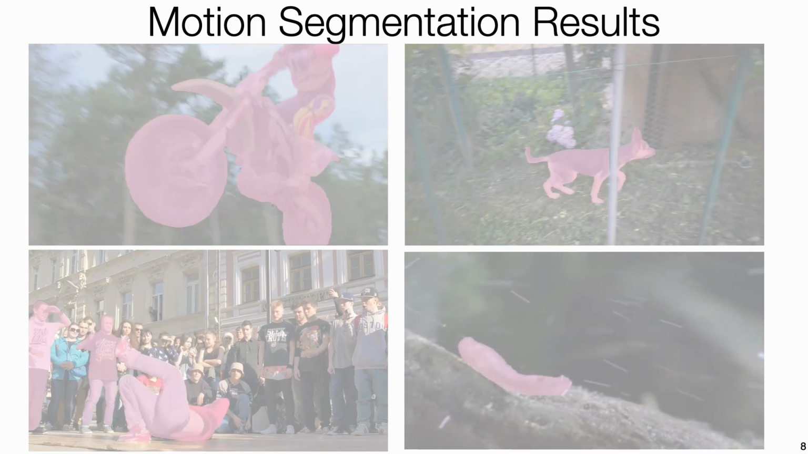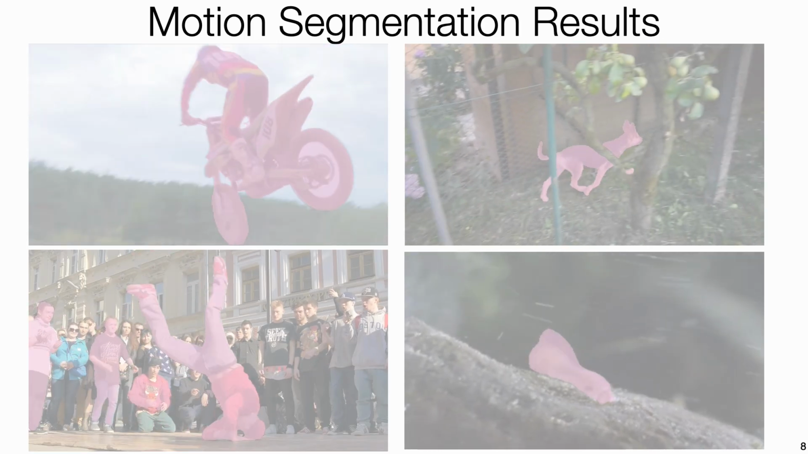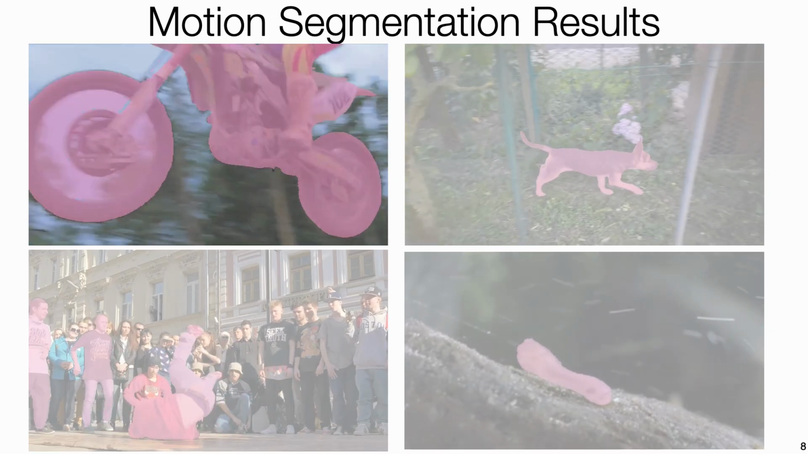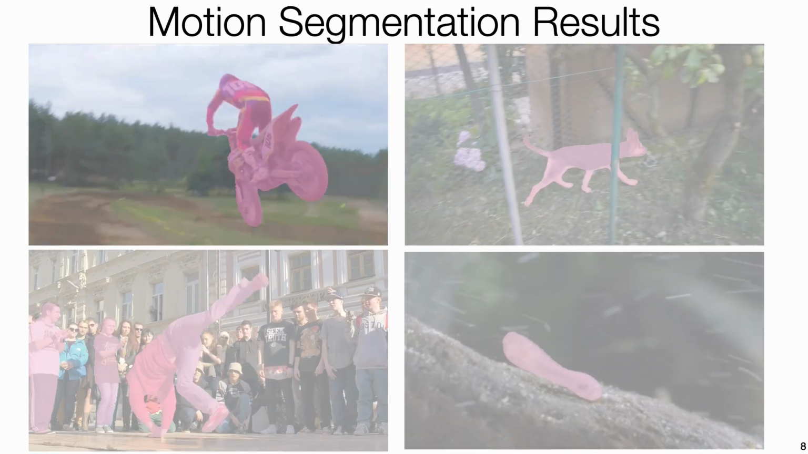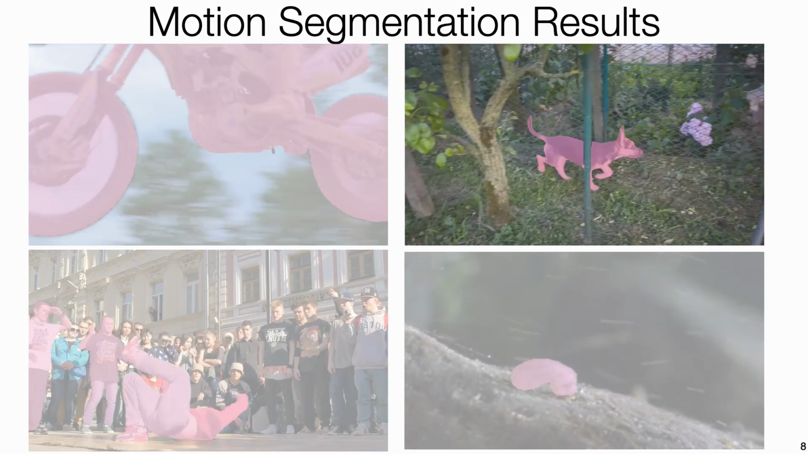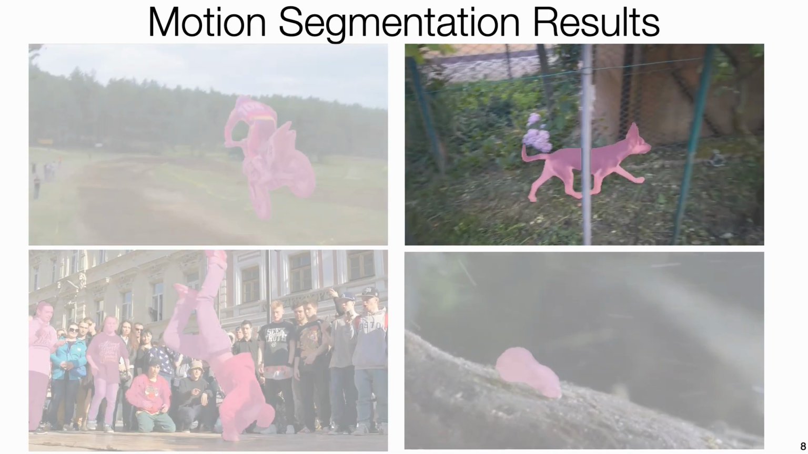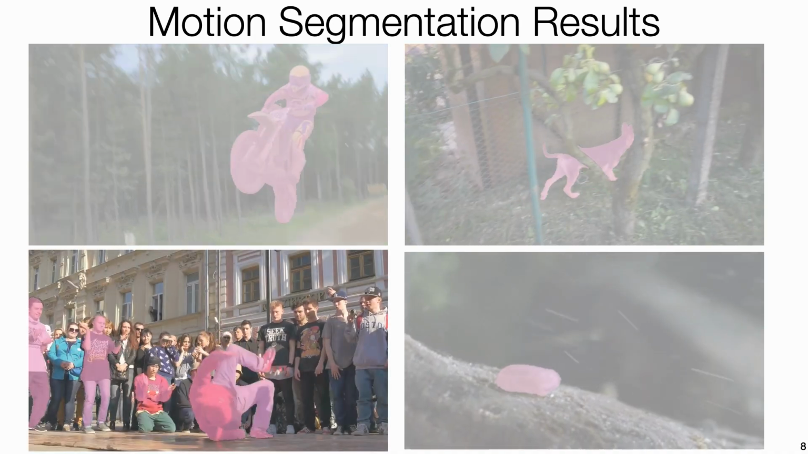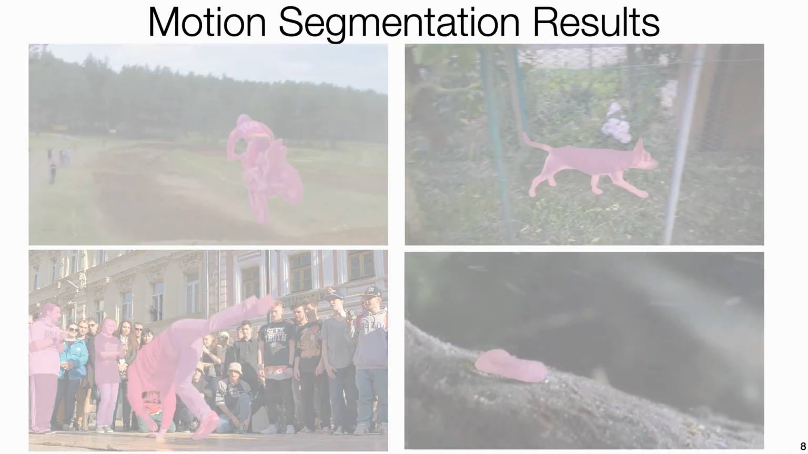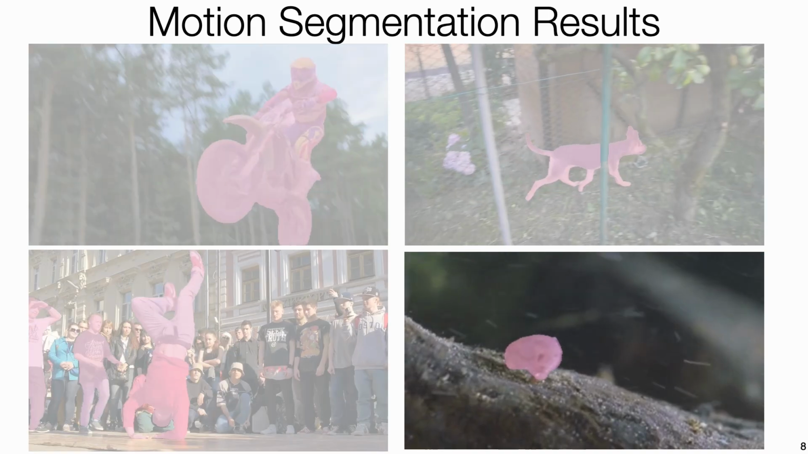Here are some more results on challenging motion segmentation benchmarks. We show performance on scenes with motion blur, scenes with occlusion on the moving object, scenes with multiple moving objects, and slow motion videos.